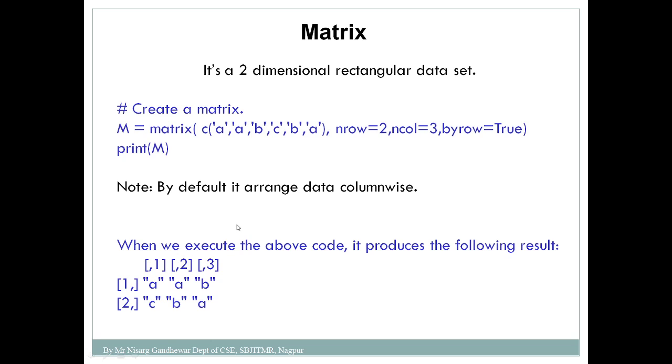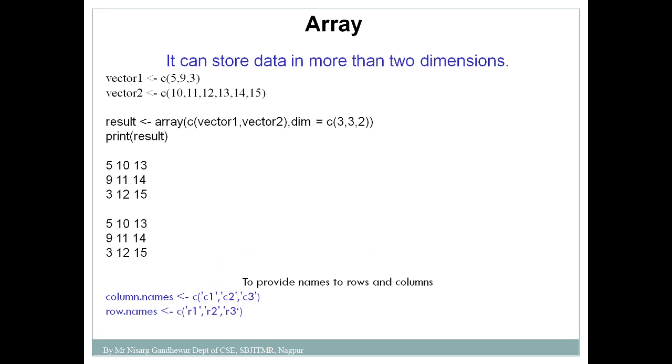So this is how simply you can create a matrix in case of R. So matrix is another data object which is used to create a matrix. Now next one is array. It is another data object that is available in R. So it can store data in more than 2 dimensions.